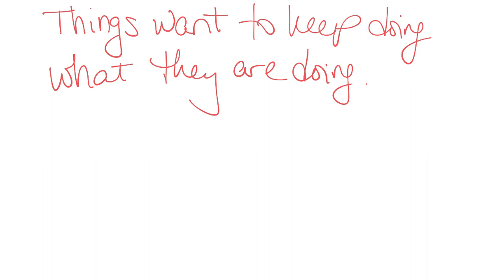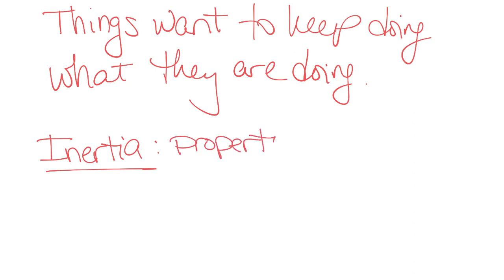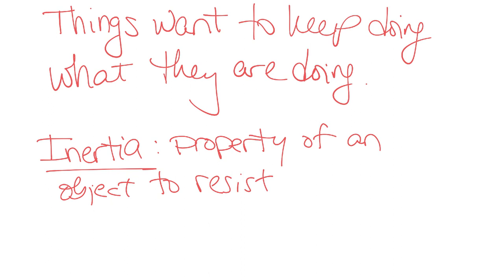All right? He actually did this. I'm going to pause this so I can go do a little demo. All right. So they want to keep doing what they're doing. And there is a word for this. And that word is inertia, which some of you mentioned before. And inertia is the property of an object to resist a change in motion.